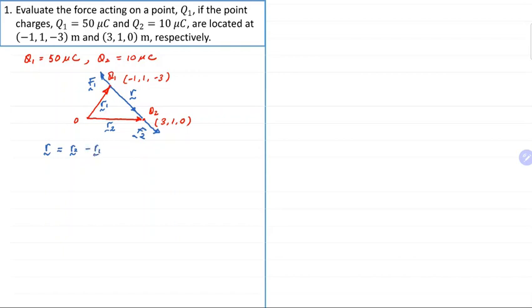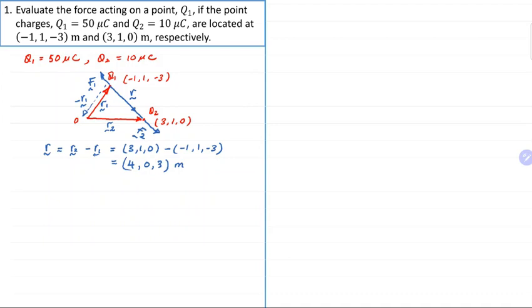Okay, so negative of our vector R1, meaning that this vector here is our minus R1 vector. So this is equal to our 3, 1, 0 minus our -1, 1, -3. And this gives us 4, 0, 3, and this is in meters.